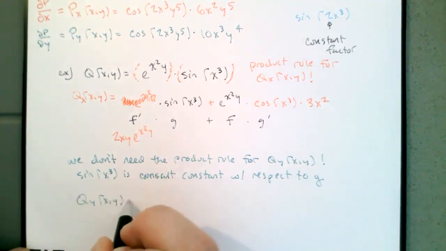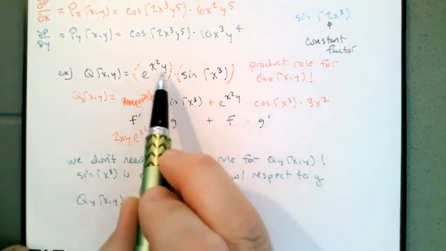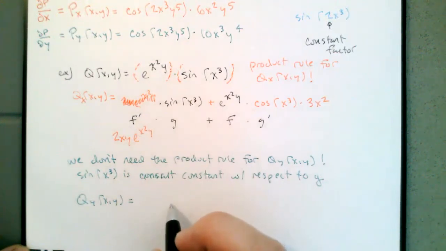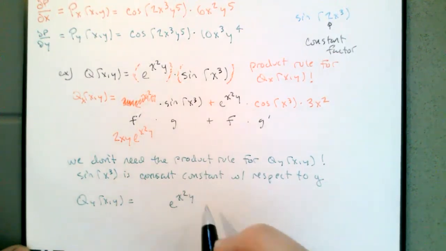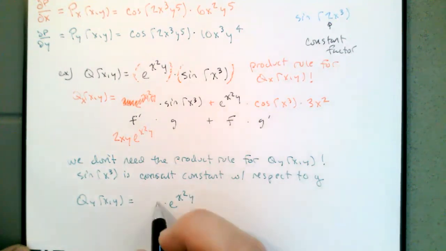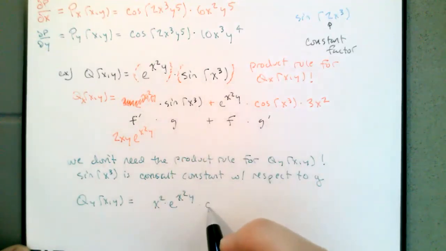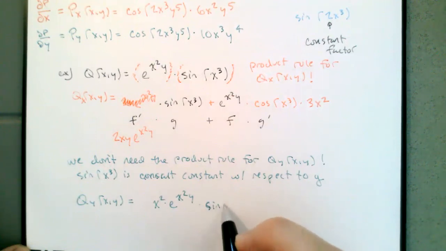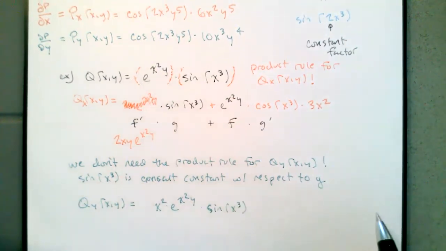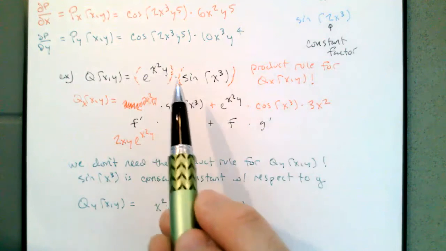of x, y, we're just taking the derivative of e to the x squared y. The derivative of e to the x squared y is e to the x squared y times the derivative of x squared y with respect to y. In this case, y is to the first power, so we're just left with x squared. Sine of x cubed is all constant factor. Sine of x cubed is constant because there's no y in it. As far as y is concerned, this is e to the x squared y times 5.